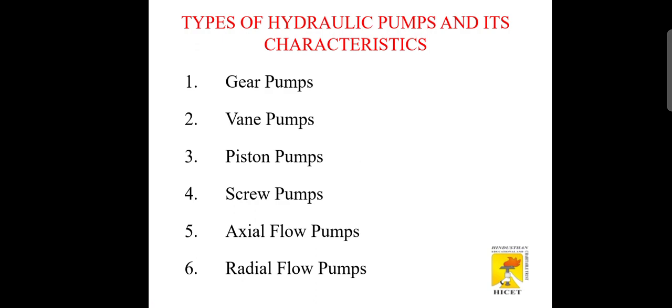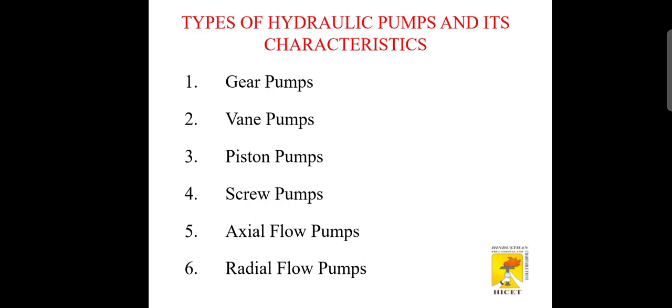Next one, axial flow pumps. Axial flow pumps operate with a rotating propeller, otherwise called an impeller, that moves hydraulic fluid along the axis of the pump. The main characteristics of axial flow pumps are that they are suitable for high flow, low pressure applications, mainly cooling systems. The cooling system used in the hydraulic press is an axial flow pump.